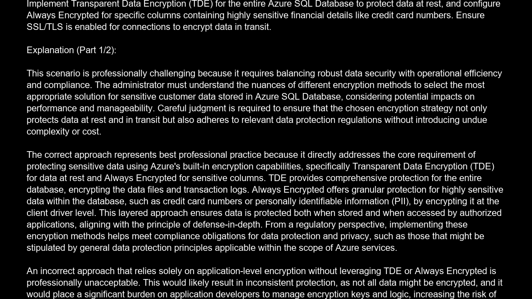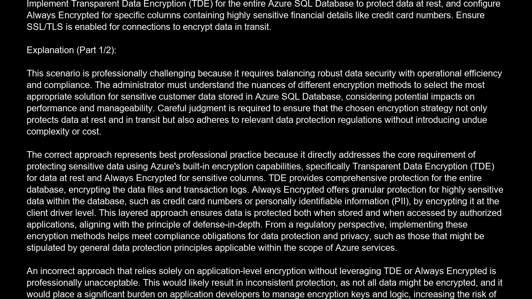This layered approach ensures data is protected both when stored and when accessed by authorized applications, aligning with the principle of defense in depth. From a regulatory perspective, implementing these encryption methods helps meet compliance obligations for data protection and privacy, such as those that might be stipulated by general data protection principles applicable within the scope of Azure services.